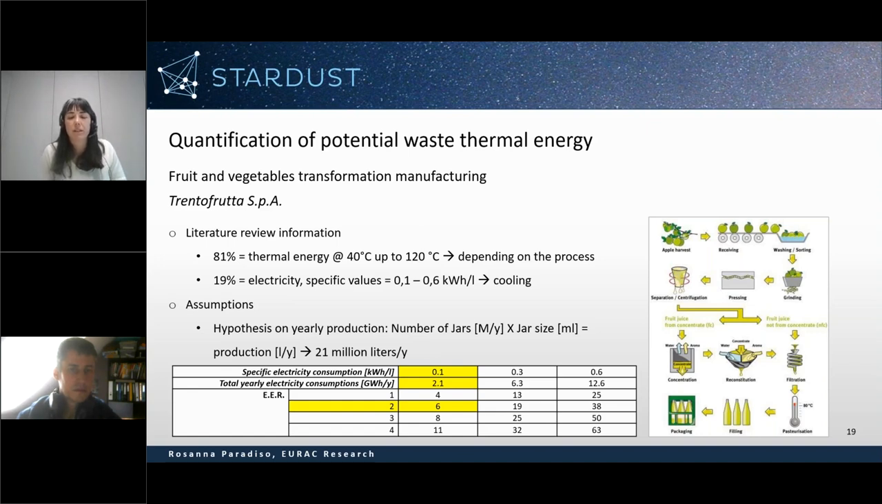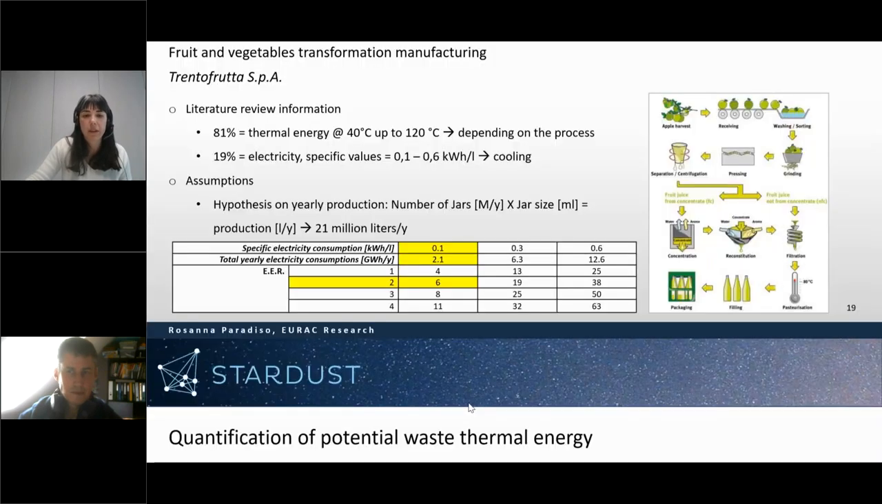So we detected the amount of production, 21 million liters a year of fruit juice, and then applying again an energy efficiency ratio equal to 2, we detected that the available waste heat could be 6 gigawatt hours in a year. So very high compared even to the shopping mall, which was 2 gigawatt hours per year.